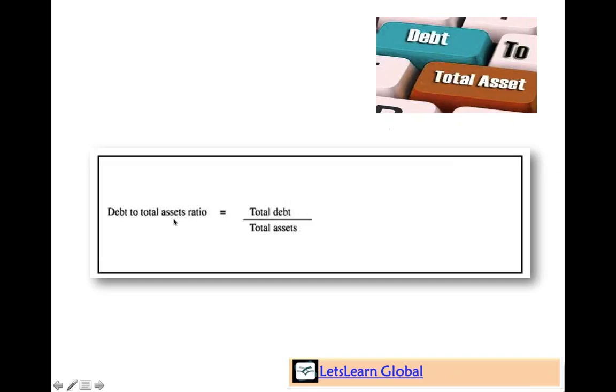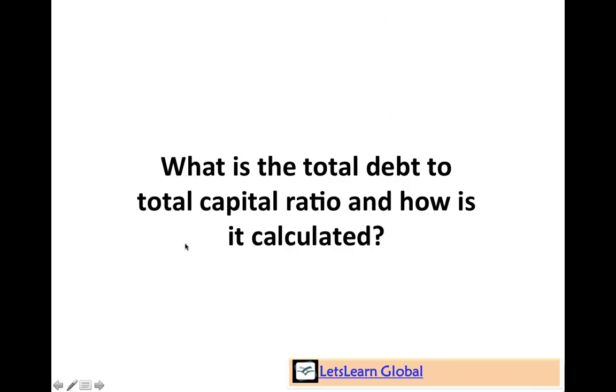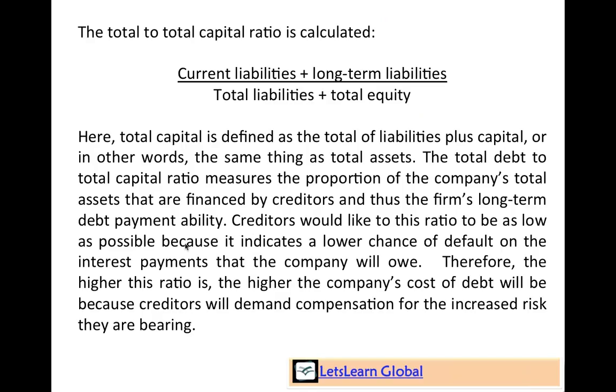So here this ratio should always be less than 40%. Why? Because 40% of the total assets are acquired by borrowing money, and the remaining 60%, the owner's money, is used in purchasing the assets. The total debt to total capital ratio will also help you.